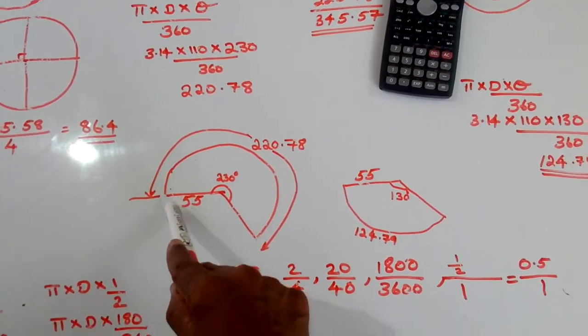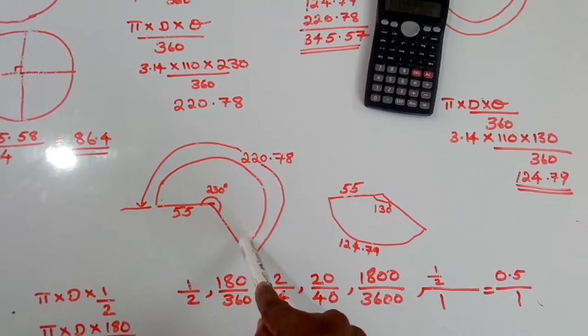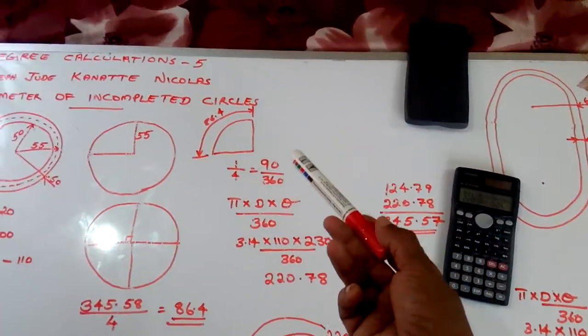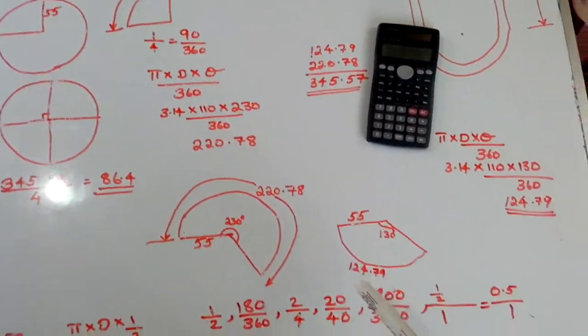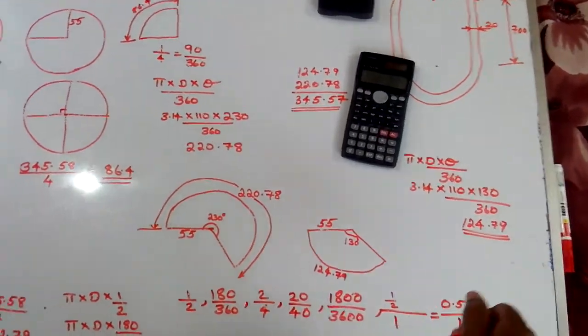We have to find out this perimeter. How will we find it? This formula can be used: pi d into degree divided by 360. Here we have to use pi d.